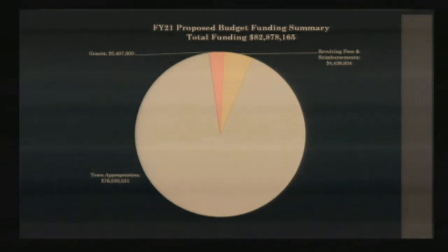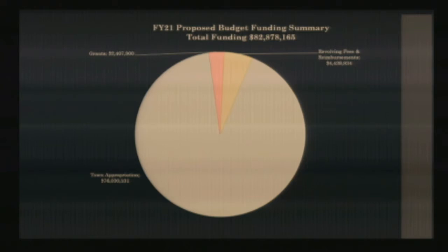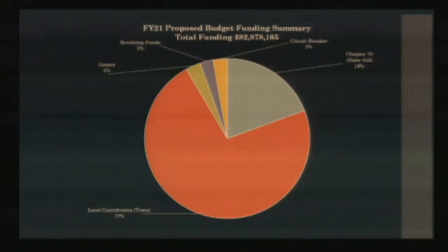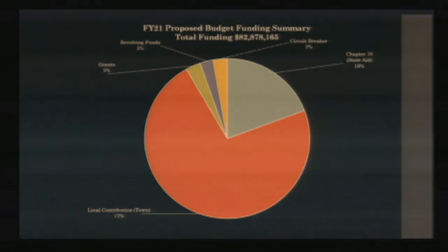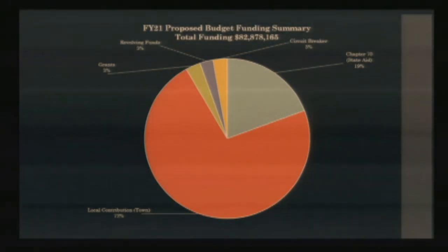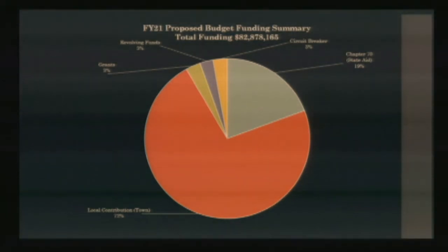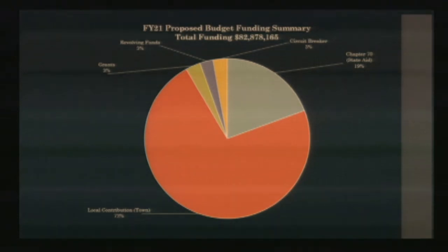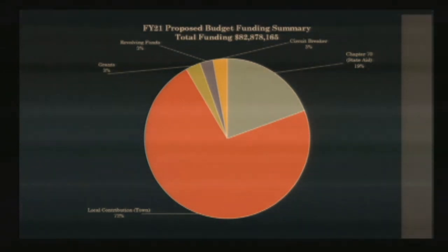All right, great. So this chart you normally get, and this chart shows the obvious: town appropriation is most of the dollars. But what it doesn't show is that there's a state aid portion, which is about 19%. So about 22% of our money is from the state, 72% is locally contributed, and 3% comes from grants, which can be not as predictable, and another 3% that's been pretty steady has been from revolving.